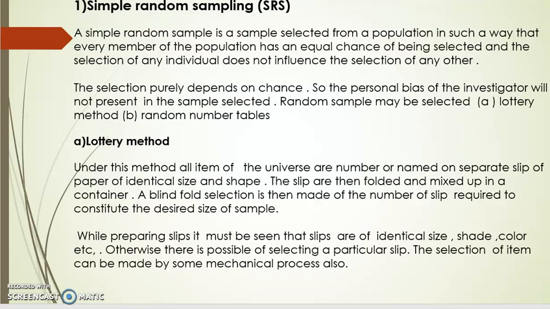Simple random sampling is a sampling in which the sample is selected from the population in such a way that every member of the population has an equal chance of being selected, and the selection of one individual does not influence another. ഒരു പോപ്പുലേഷനിലെ എല്ലാ യൂണിറ്റുകൾക്കും ഒരു ഈക്വൽ ചാൻസ് ഉണ്ടാവും സെലക്റ്റഡ് ആകാൻ വേണ്ടി. ഒരു വ്യക്തിയുടെ സെലക്ഷൻ മറ്റൊരു വ്യക്തിയുടെ സെലക്ഷനെ ബാധിക്കുന്നില്ല സിമ്പിൾ റാൻഡം സാമ്പിളിംഗിൽ.